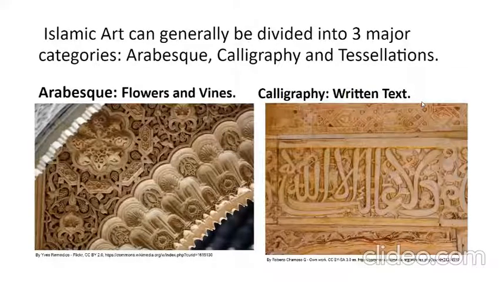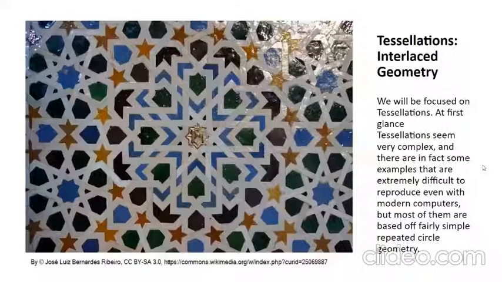Islamic art can generally be divided into three major categories: arabesque, calligraphy, and tessellations. Arabesque is, of course, intertwined flowers and vine. They can be totally free form or they can be set to a grid. Often you find a combination where there's an underlying grid with free form flowers and vine. Calligraphy is, of course, the written text used as a design element. But today we're talking about tessellations.